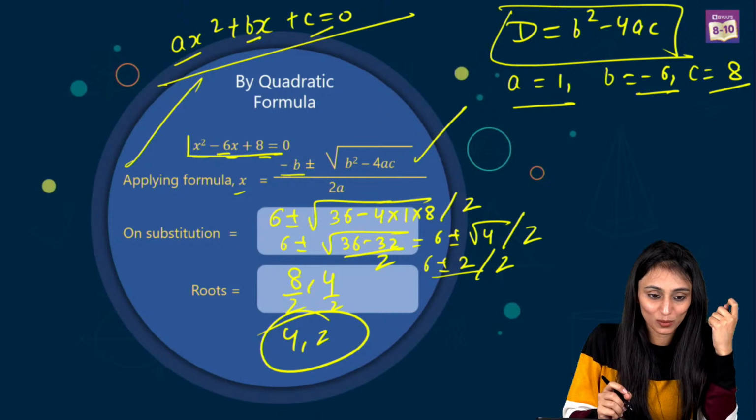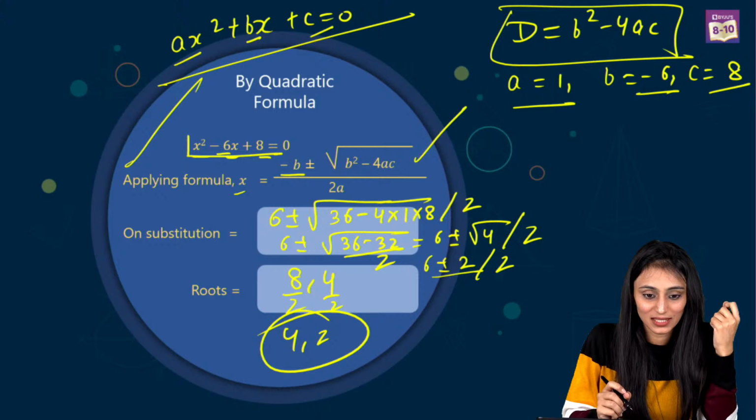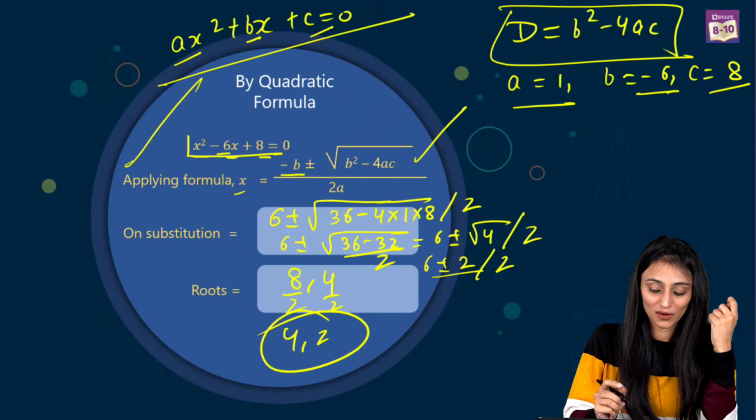We will be doing word problems, don't worry. Understood, right? X plus minus 3 whole square. Disha, I'm not able to understand your question. Alright.